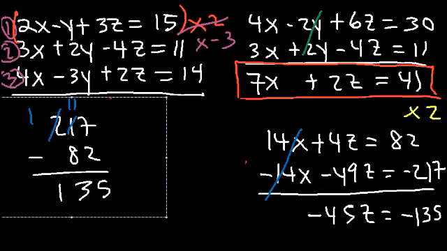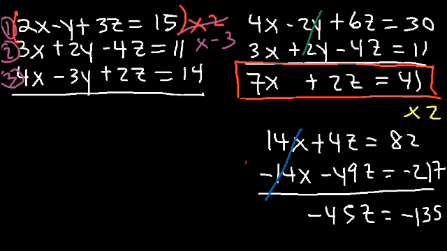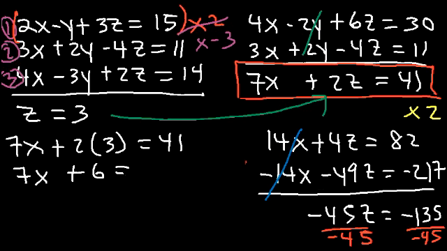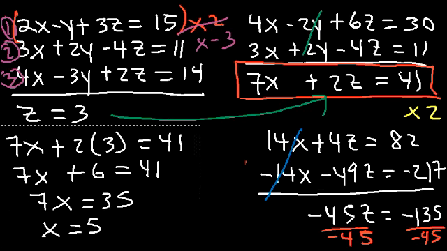So now let's divide both sides by negative 45. How many times does 45 go into 135? It turns out it goes into it 3 times, which means that z is equal to positive 3. So now we're going to plug in z into this equation so we can find the value of x. So 7x plus 2 times 3 is equal to 41. 2 and 3 will give us 6, and 41 minus 6 is 35. 35 divided by 7 is 5. Therefore, x is equal to 5.